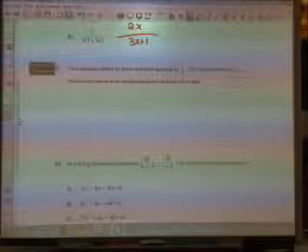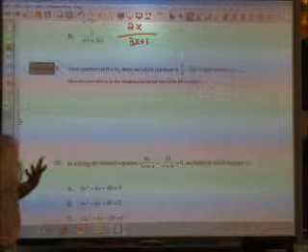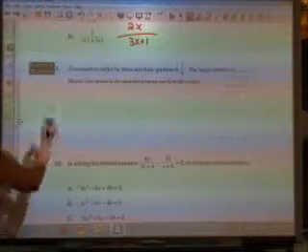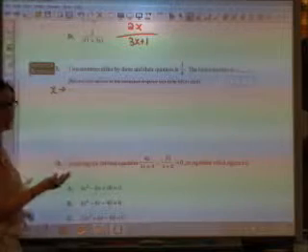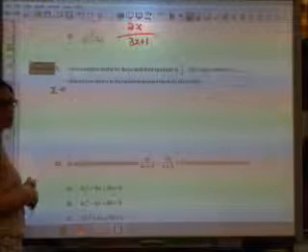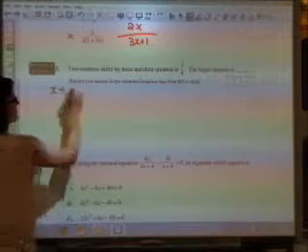Numerical response number 3. Two numbers differ by 3. And their quotient is 3/4. The larger number is what? So I have to think of this in a problem-solving way. So I can let x be the smaller number, or I can let it be the larger number. It doesn't matter. Pick one. Smaller?